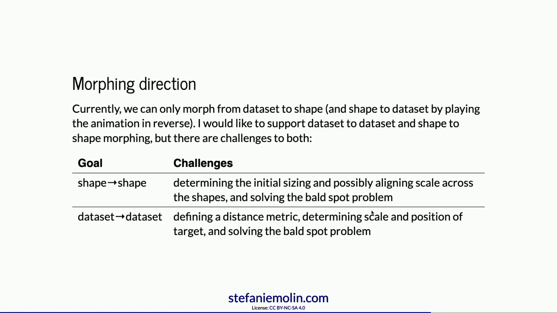Next thing is the direction of the morphing. So we start from a data set, and then we convert into a shape. And those I described in the beginning because they are different entities. And technically, you can do shape to data set if you just play the animation in reverse, right? But going from data set to data set, for example, if I wanted to turn the dinosaur into the Python logo, how do I scale one over the other? What is the best distance metric to use? How do I solve the bald spot problem so I don't have a T-Rex with no head or something?